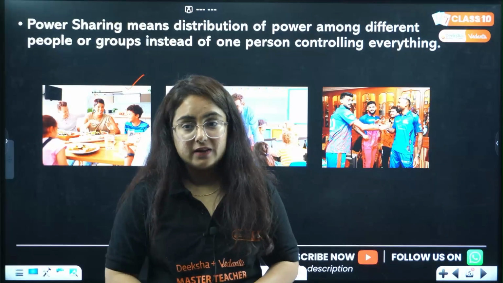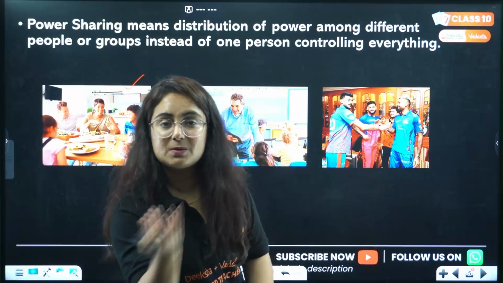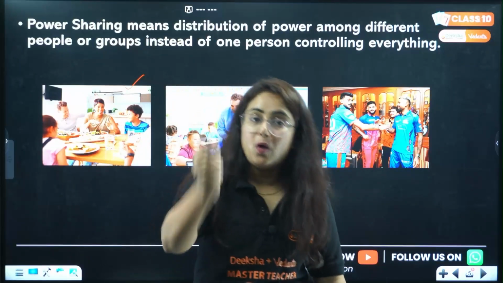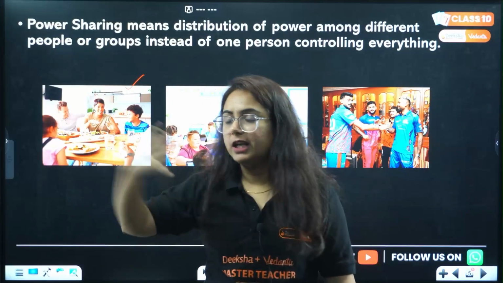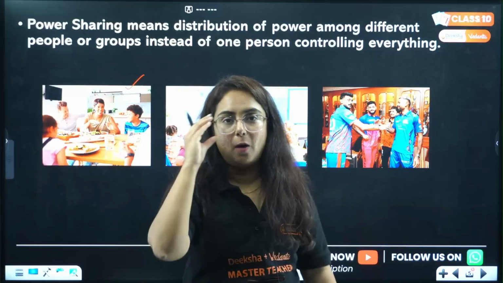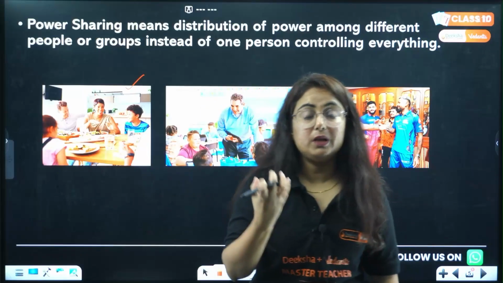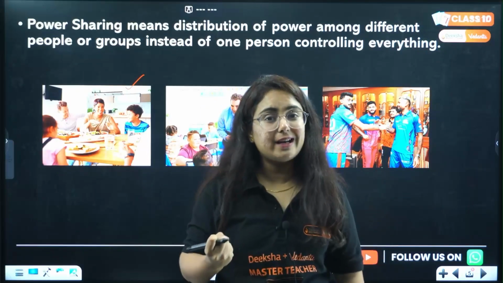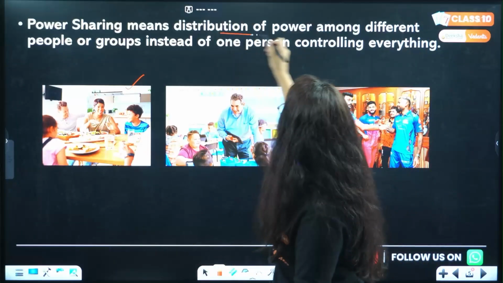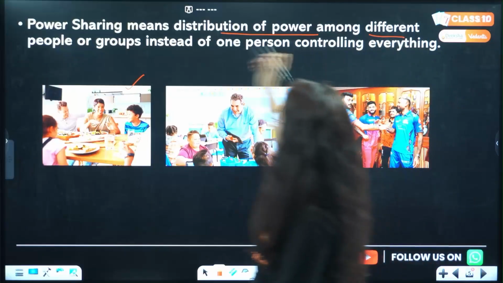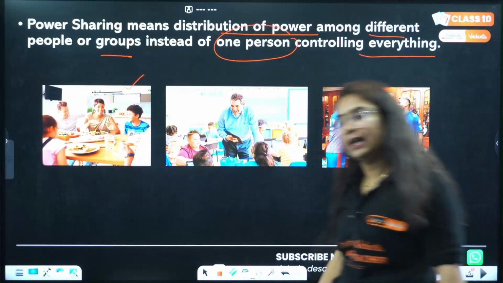Getting my point? Right? The third example: if we look at a match, we can see that there are roles and responsibilities for each person there. What happens if only and only the captain takes charge? He's not thinking about who is better in which performance. He's just ordering others. Will the team work effectively as they are doing right now? No. So what is power sharing, bacha? It is distribution of powers among different people or groups instead of one person controlling everything.